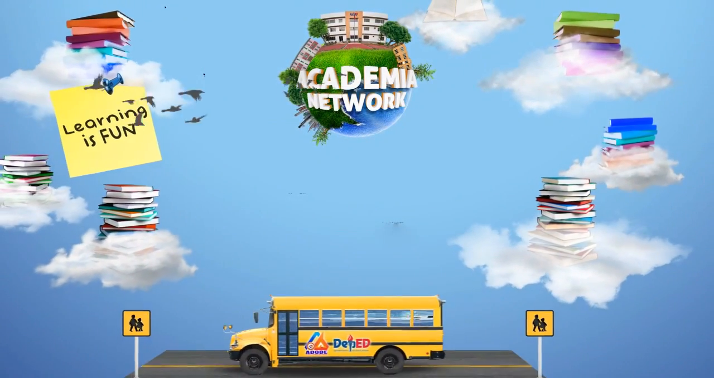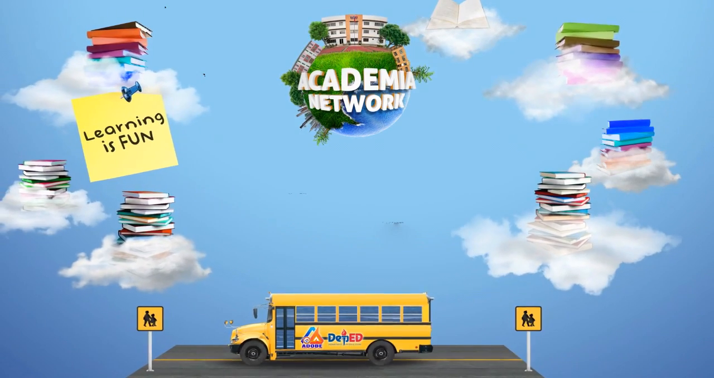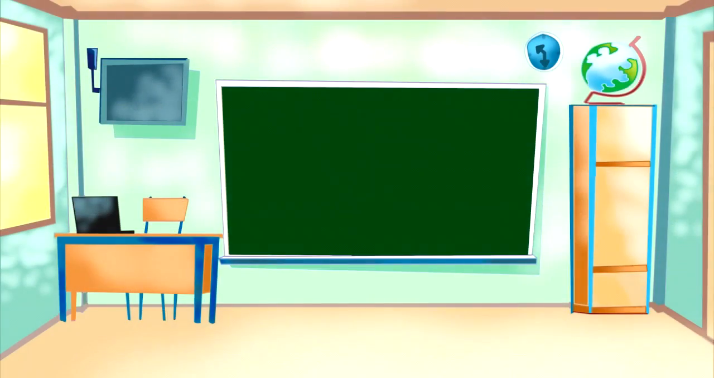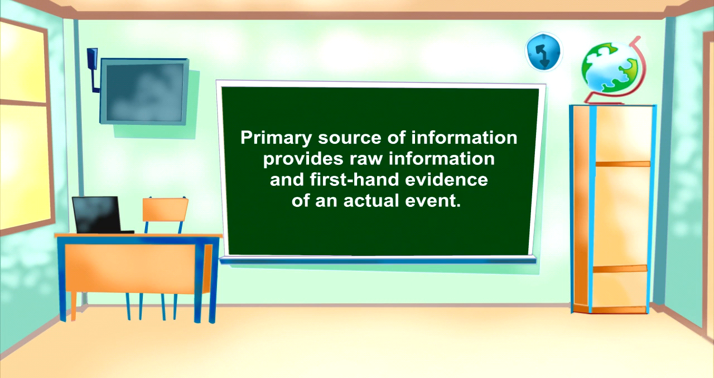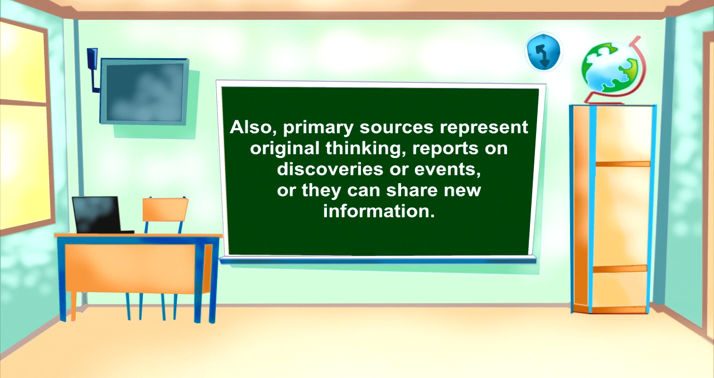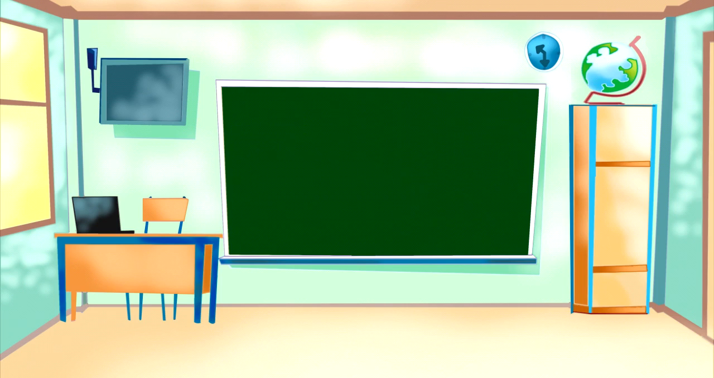How many correct answers did you get? Good job, learners! Now, let's have a short recap on the things being discussed a while ago. Primary source of information provides raw information and first-hand evidence of an actual event. Also, primary sources represent original thinking, reports on discoveries or events to share new information.